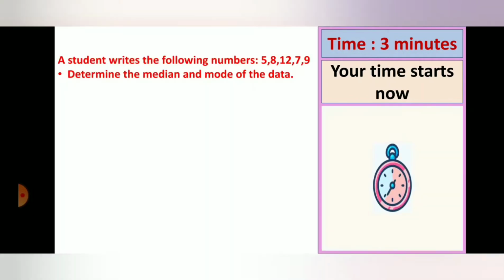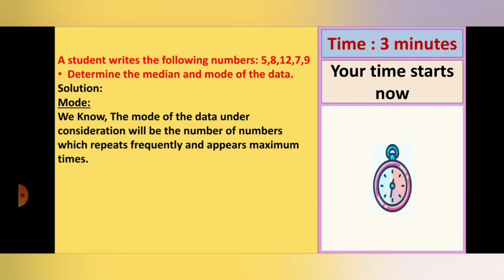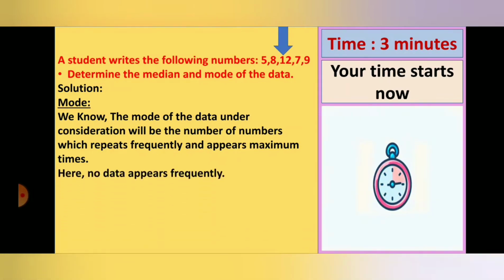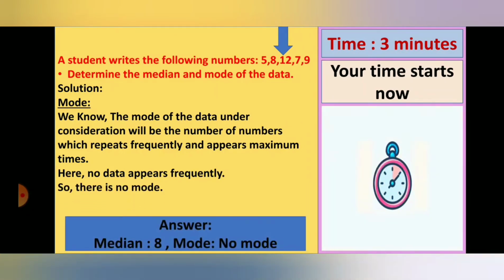Very good, students. Then for finding the mode, what do you have to do? We know that the mode of the data under consideration is the number which repeats frequently and appears the maximum times. Here, no data appears more than once, isn't it? So we write that no data appears frequently, so there is no mode. Your answer is: median is 8 and there is no mode. Very good, students. That means you have prepared your lesson.